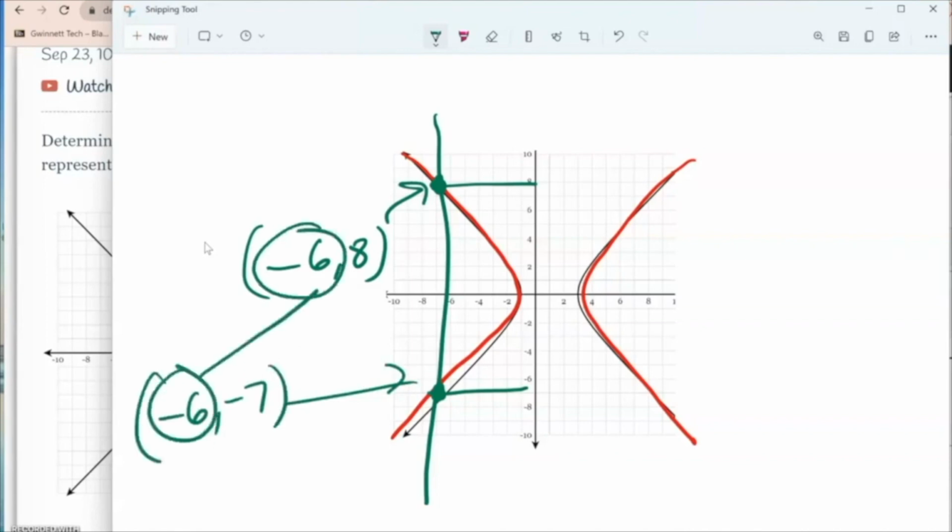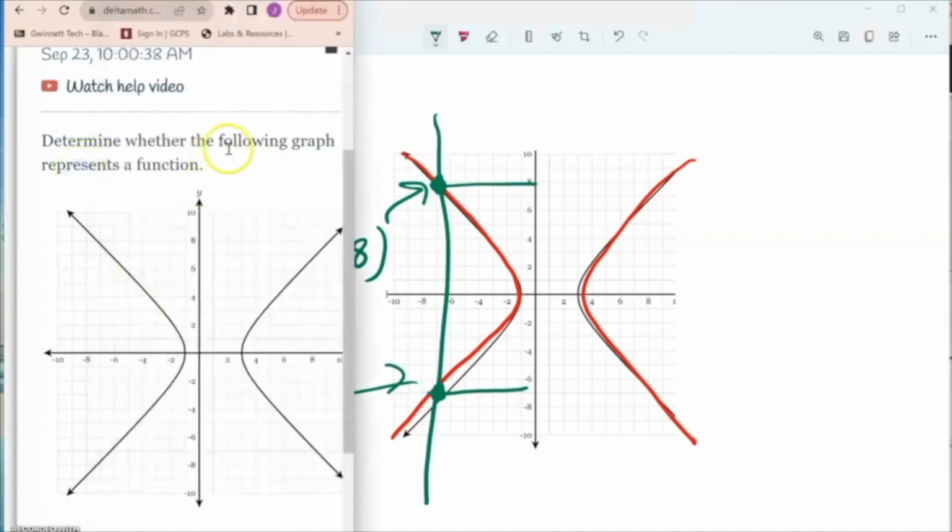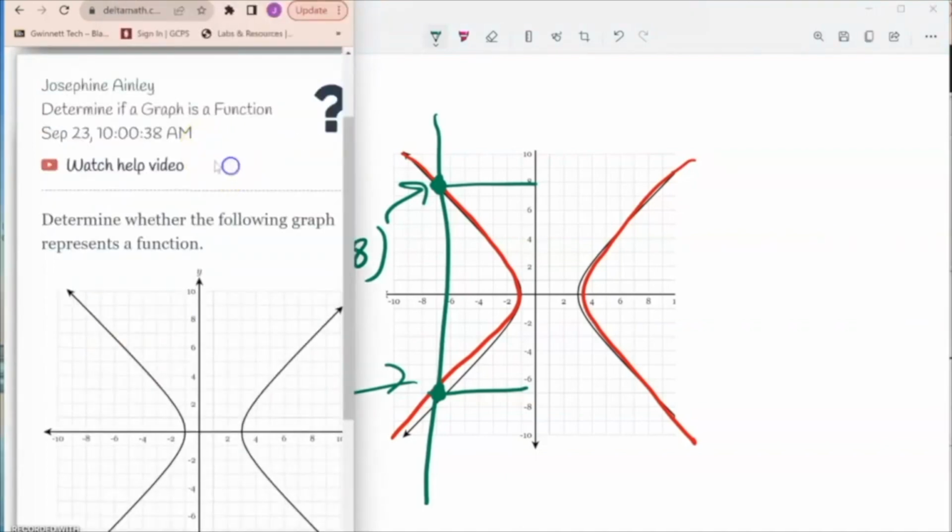So that's what a vertical line test does. It makes it to where you don't have to write coordinates down. If it crosses more than 1 time, it is not a function. So this one is not a function. If it only crosses 1 time, it is a function.